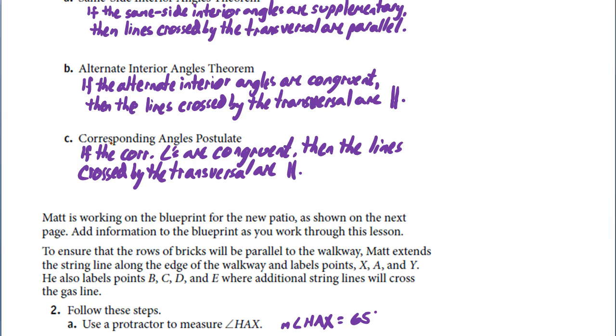And question C, let's do the converse of the corresponding angles postulate. How about something like this? If the corresponding angles are congruent, then the lines crossed by the transversal are parallel. So these three statements are the converses of ones from the previous lesson, and we can use these as ways to figure out if lines are parallel.